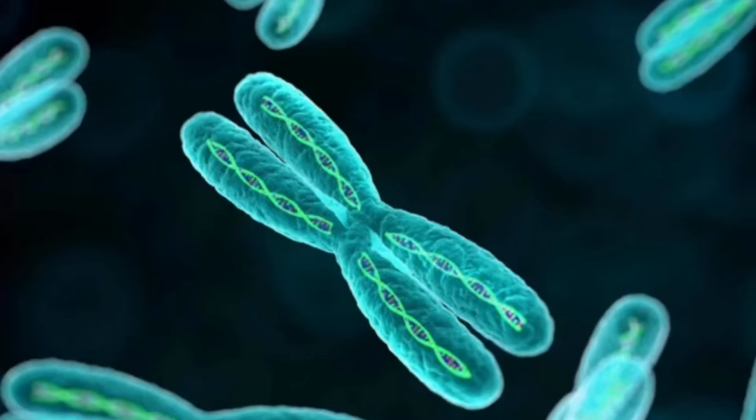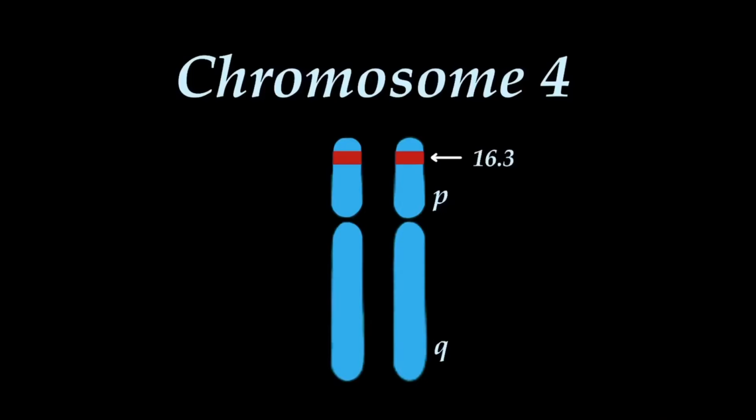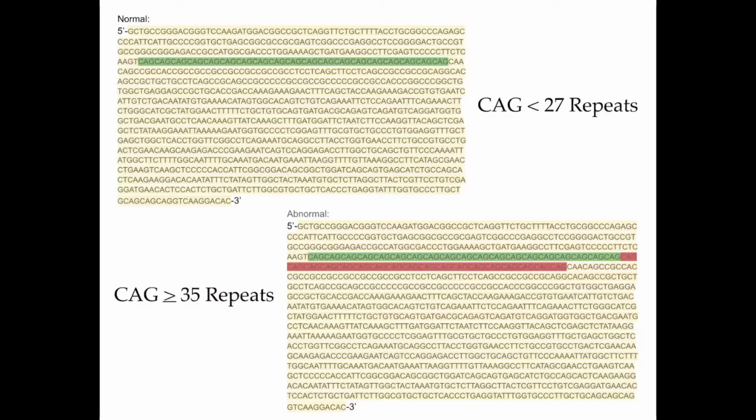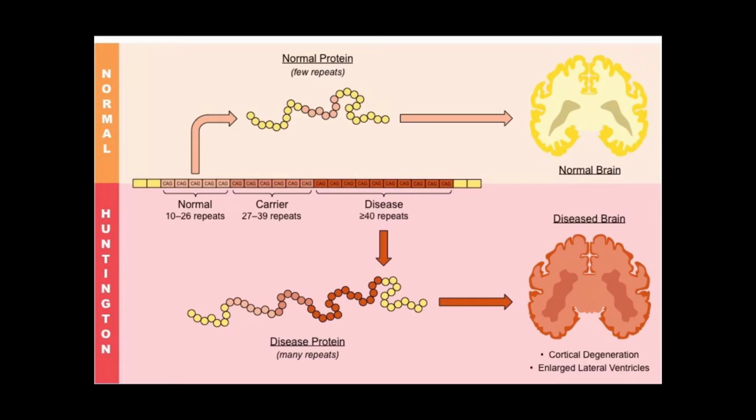Huntington's is a genetic disease caused by a mutation to the P arm of chromosome 4 at band 16.3. It is caused by a trinucleotide repetition where there is an excess of repeats in the CAG sequence typically found in a normal HTT gene. This produces a stretch of polyglutamine which forms a misfolded protein.